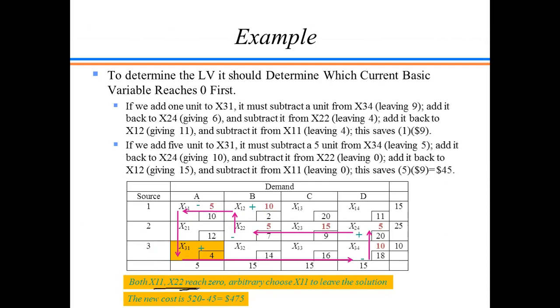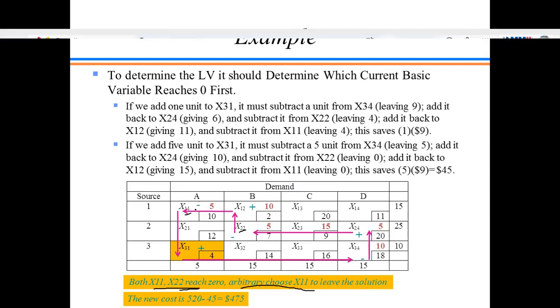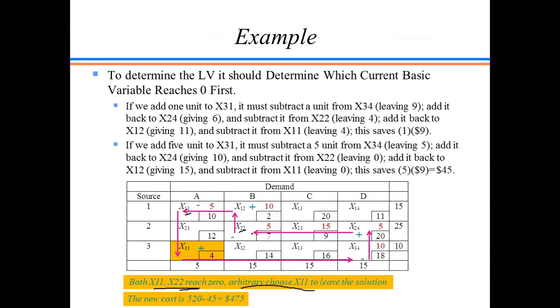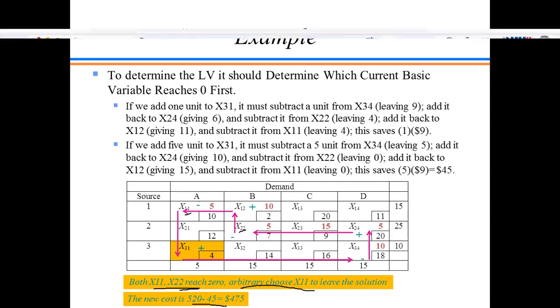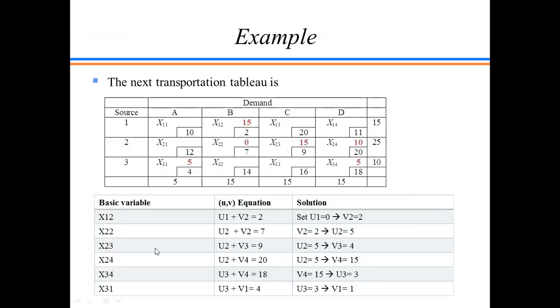Then we need to determine the leaving variable. The leaving variable is the basic variable that becomes 0. In this case, we have two, x11 and x22. So we need to select one. For example, in this context, we arbitrarily choose x11 as the leaving variable. Automatically x22 we need to put the value even though it is 0. Okay, after we get the new table, don't forget to calculate the new cost here. Of course, the new cost will be lower than the previous one. Okay, so this is the result as you can see.